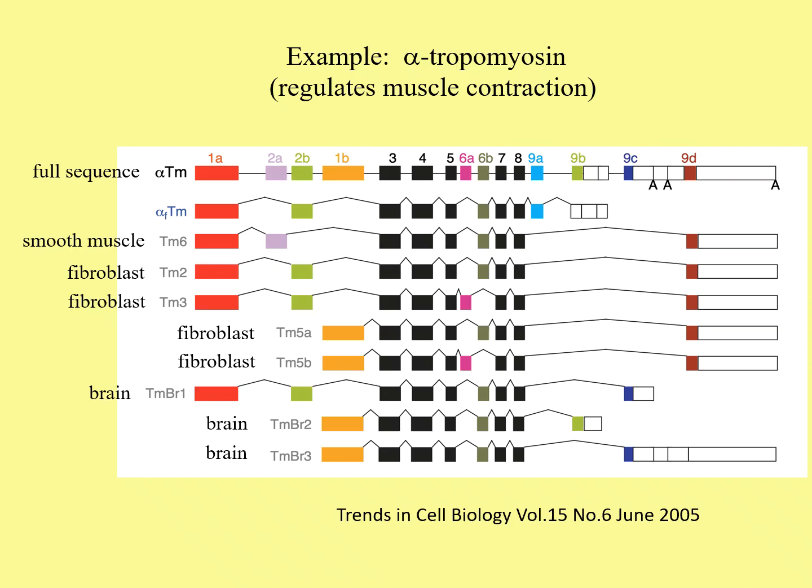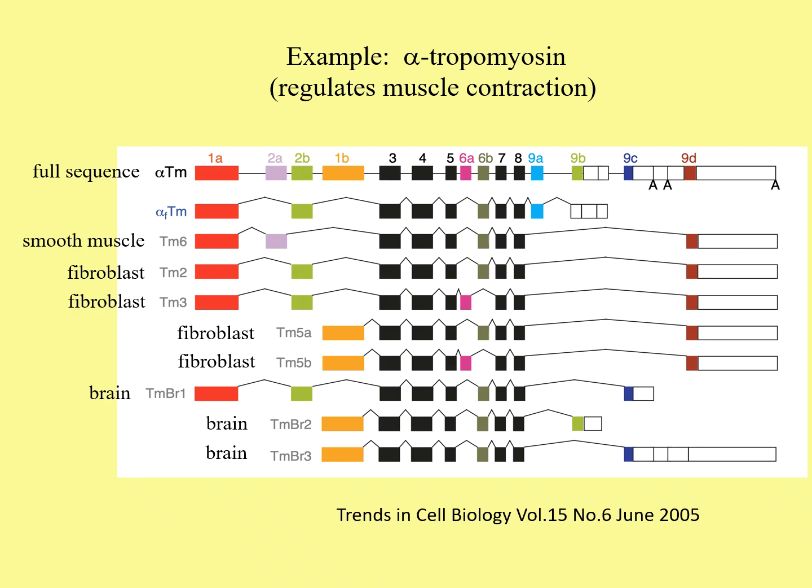Tropomyosins are considered a classic example of alternative splicing and have been extensively studied. These proteins act as molecular switches to regulate actin filaments involved in muscle contraction, as well as in the cytoskeleton. There are over 40 forms of this protein in humans. This image shows several variants that are produced in different types of cells.